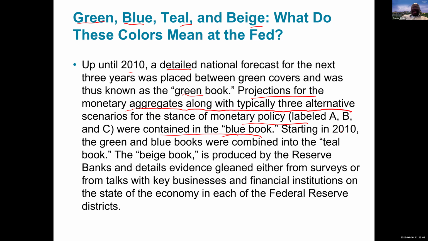But starting in 2010, the green book, the books that provided forecasts for major macroeconomic variables, and the books that provide stance on monetary aggregates like money supply, M1, M2 that we talked about, were merged into one book, and they call it the what? The beige book. Sorry, the teal book. They merged those two books from 2010 and up to now.